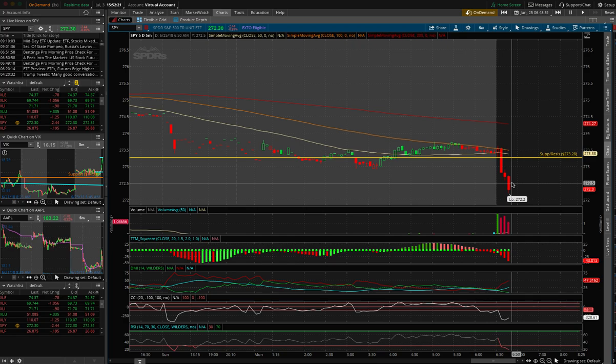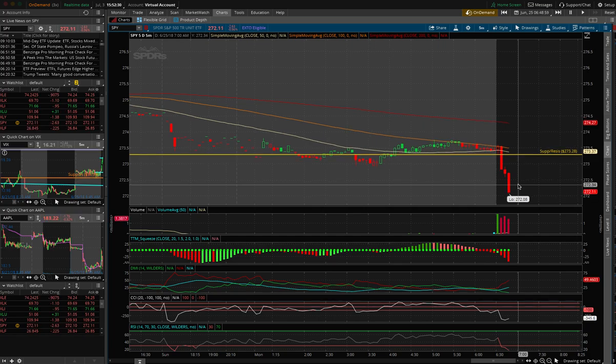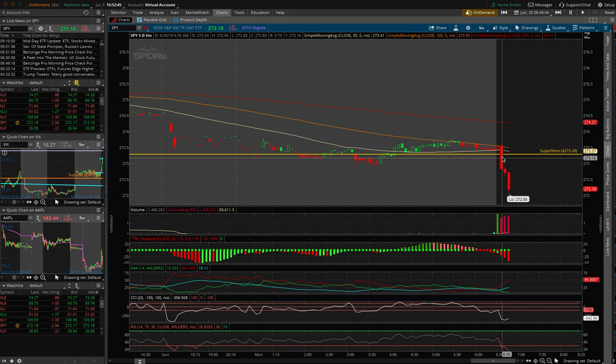as all of our indicators are showing that the sellers are in complete control. Volume, squeeze, DMI, CCI, RSI, everything's showing you that the sellers are in complete control. Price action: this was a bearish engulfing of this candle, and then a big break of support resistance.